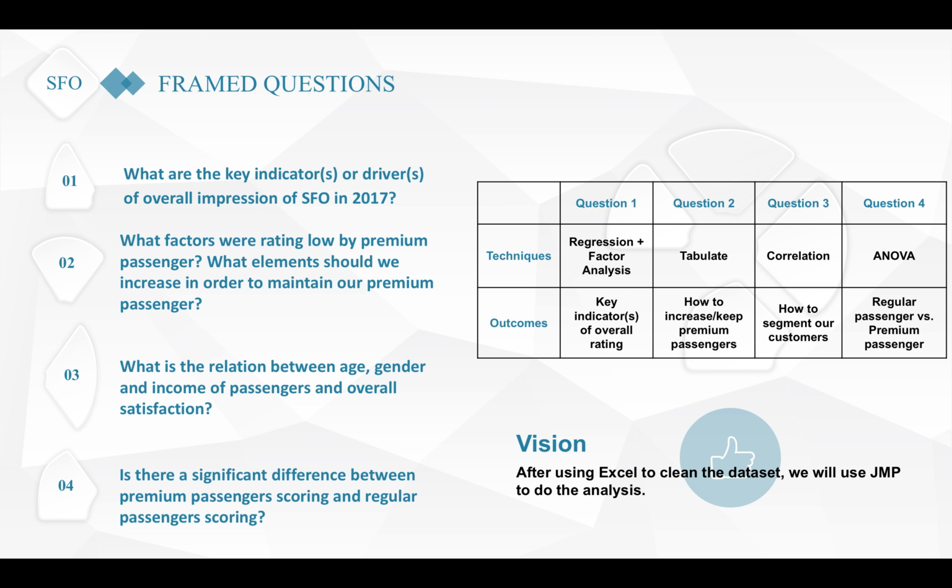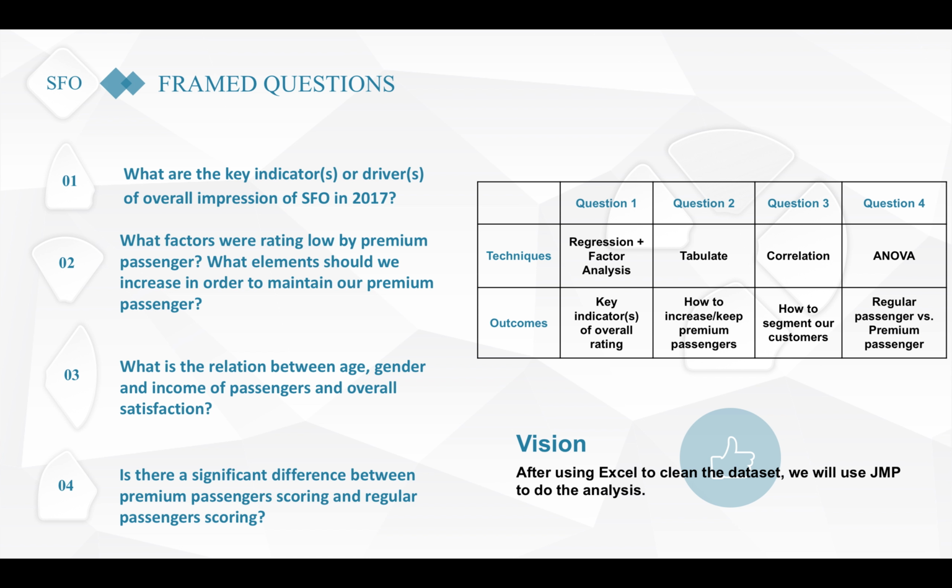After knowing our needs and objectives, let's move on to the four research questions. Our first question aims to find out the key indicators of overall satisfaction of SFO in 2017. Secondly, we want to find out what factors were rated low by our premium passengers and what we should do to maintain our premium passengers.